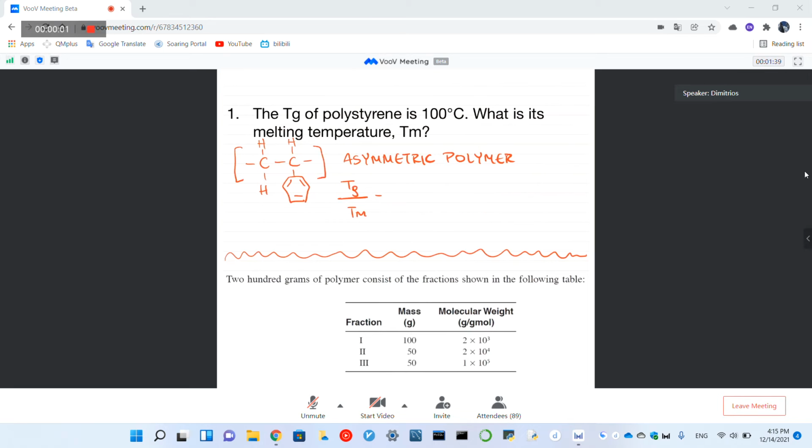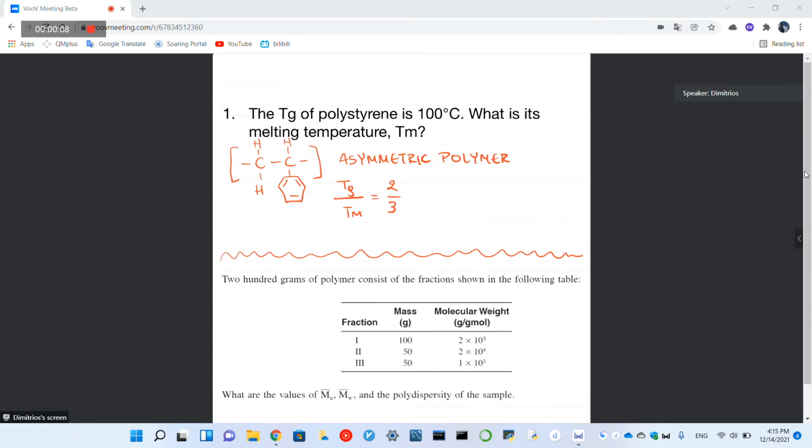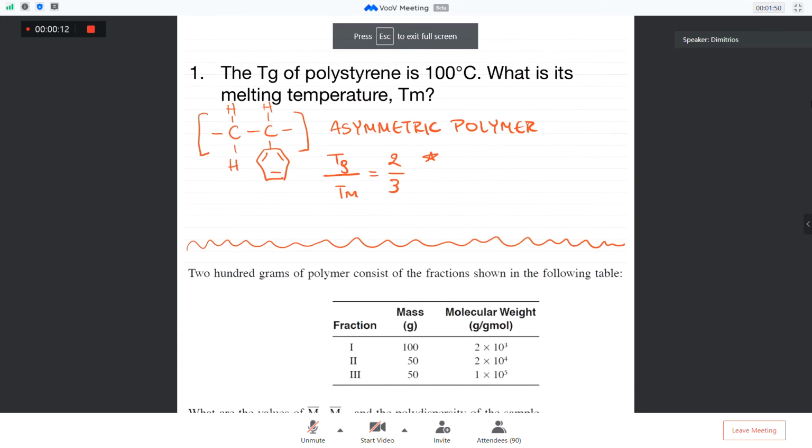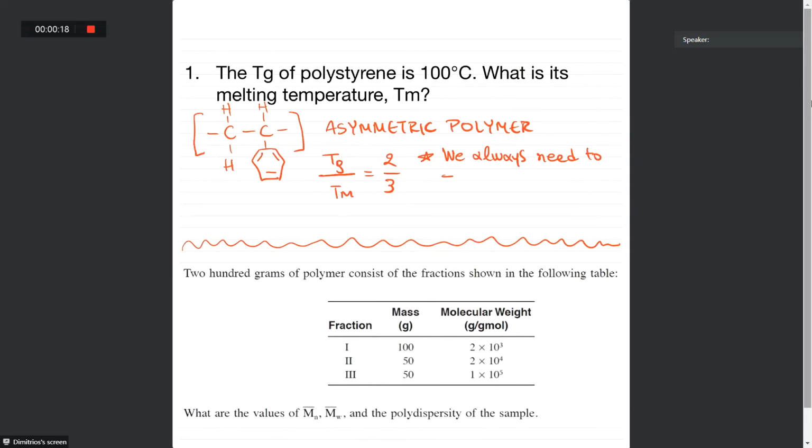That holds for these materials is this one, okay? However, very important, when we use this equation, we always need to transform temperatures to Kelvin. So in this case, a glass transition of 100 Celsius degrees equals approximately 273.15 plus 100, which makes 373 Kelvin.